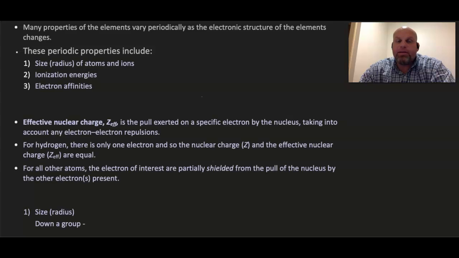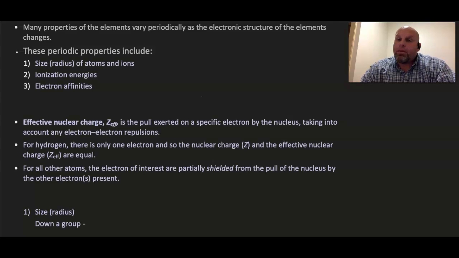Before we get into the different periodic trends, I'd like to introduce you to a concept known as effective nuclear charge, or sometimes referred to as Zeff. This is the pull exerted on a specific electron by the nucleus, taking into account electron-electron repulsions. We talk a lot about the force of attraction between the negatively charged electrons and the positively charged nucleus.